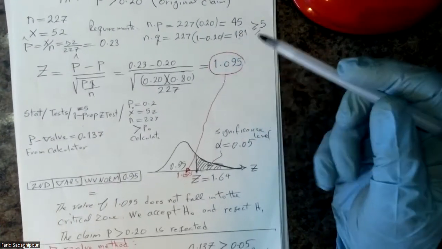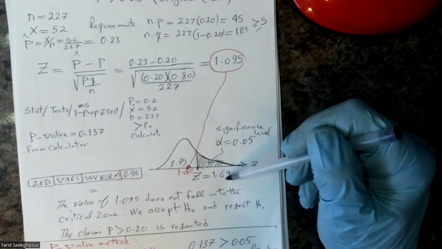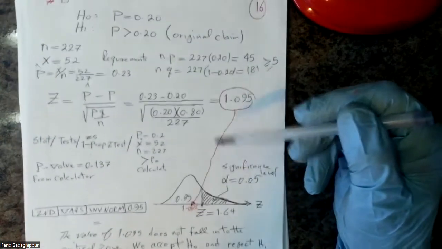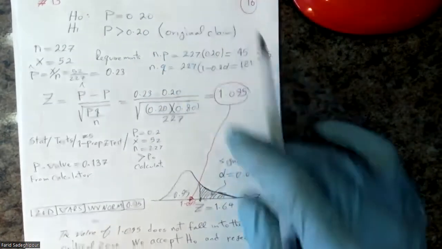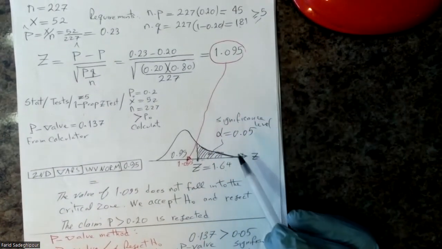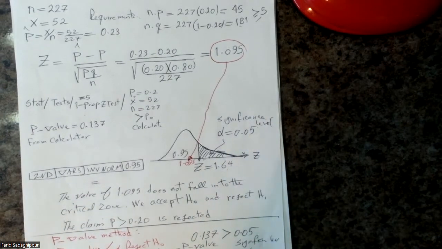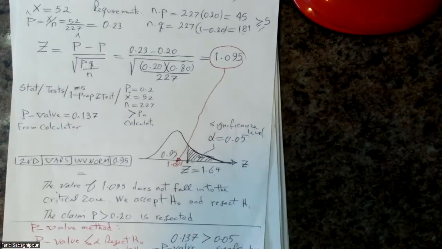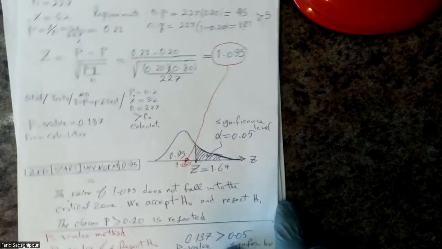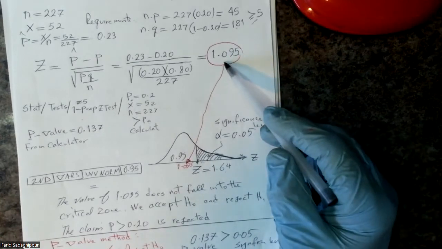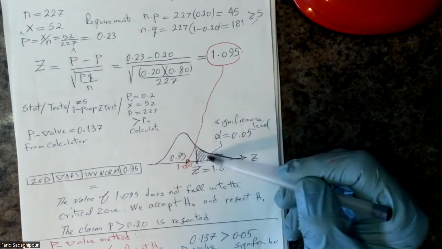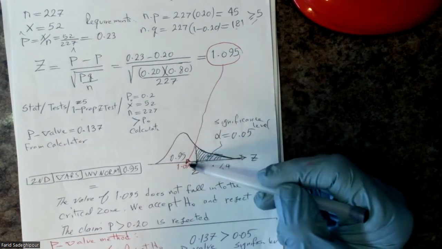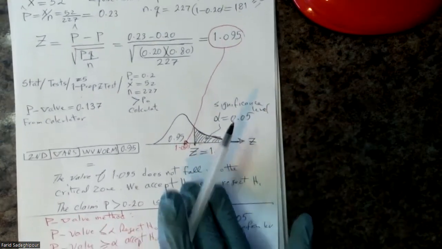And based on 5%, you have the border 1.64. Why is it the right tail? Because H1 is greater. That determines the right tail. And then if this number doesn't fall into the critical zone, but falls into the good area, then we accept H0. We do not reject H0.